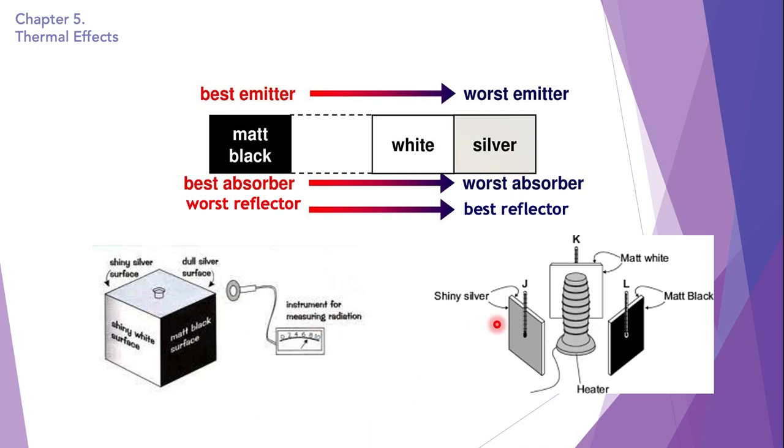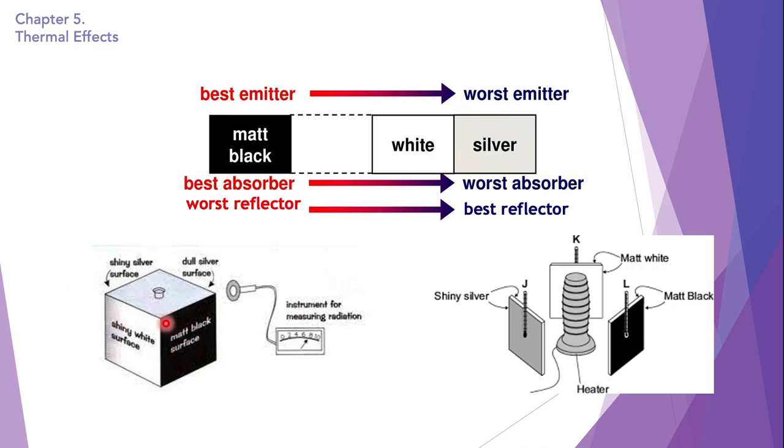Now here we have two different experiments we can do to check which is the best emitter and the worst emitter. So first we're going to see comparing emitters. Then we're going to compare absorbers. So for comparing emitters, we have this experiment.